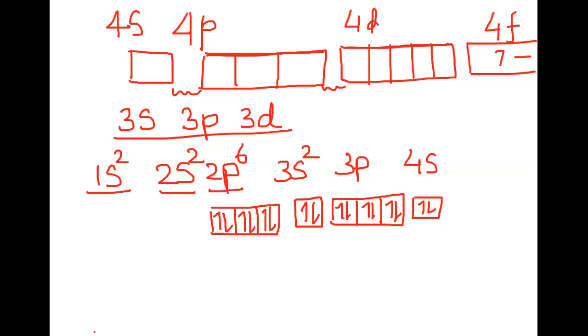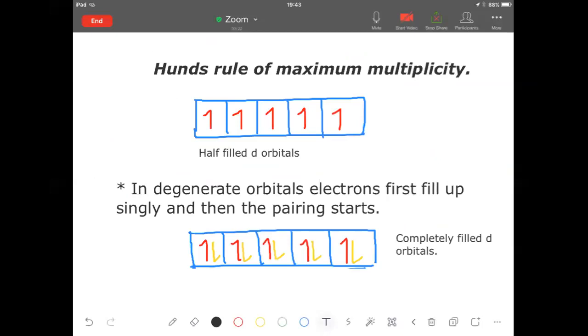Now, why is this rule so important? And why do the electrons fill up singly and then the pairing starts? The reason is that half-filled orbitals and completely filled orbitals have extra stability. What does this mean? Any atom in its electronic configuration, if it has half-filled orbitals, then it is supposed to have more stability compared to when it is not having half-filled stability.